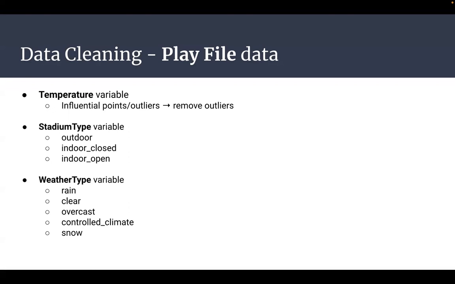For the stadium type variable, I found that there were many duplicates in the data. For example, there were a couple of different spellings of the word outdoor, such as outdoors and outdoor roof open. So what I did is group and define some new categorical groups: outdoor, indoor closed, and indoor open for those top 3 categories. Similar to stadium type, weather type also had some duplicates in the data. So I grouped and defined some new categorical groups for this one as well. We have rain, clear, overcast, controlled climate, and snow.